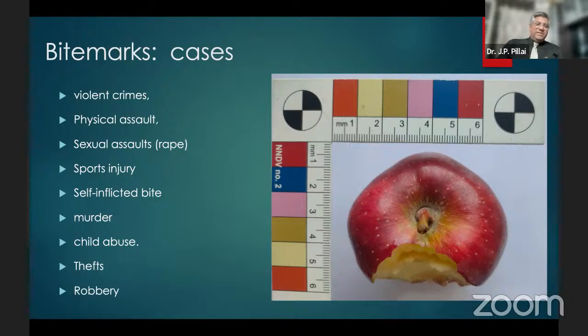In murder cases and child abuse, bite marks are very common. These are all criminal cases. Even in theft and robbery cases, the thief enters the house and opens the fridge, takes a chocolate, or takes an apple, what you see here, takes a bite and just leaves that evidence. So he's leaving his saliva, DNA, and also his pattern injury in that house. So this also needs to be considered as a bite mark case.